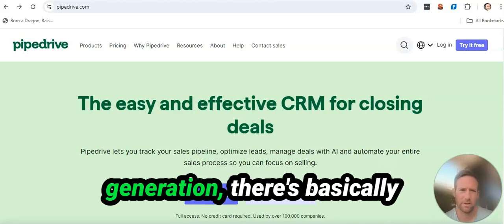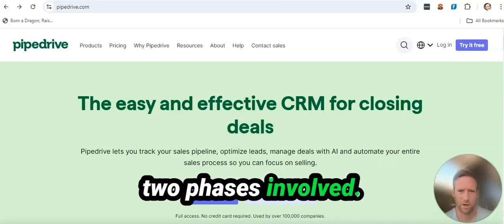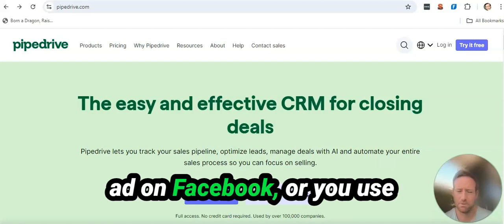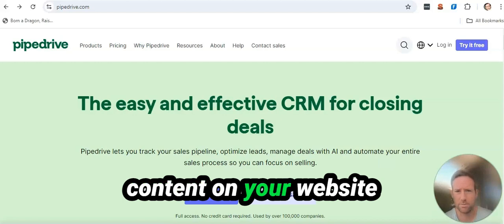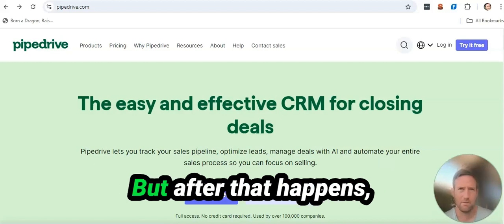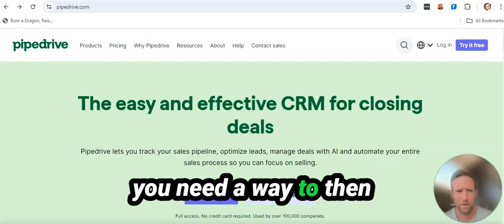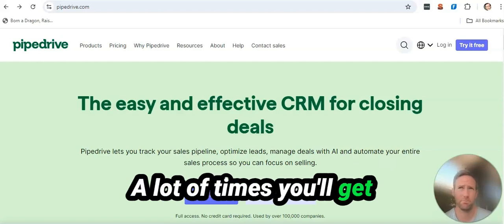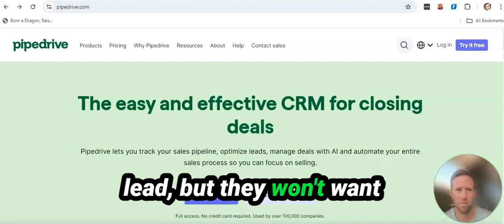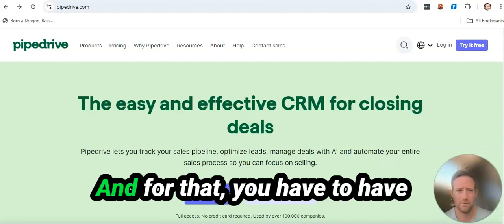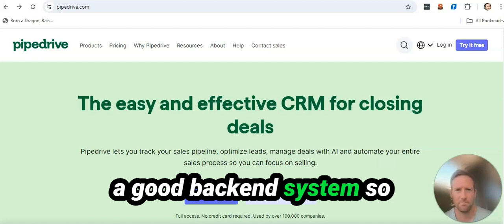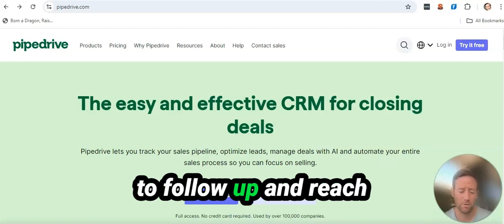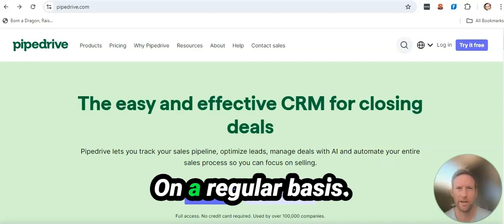So when it comes to lead generation, there's basically two phases involved. There's the attraction phase, where you put out a paid ad on Facebook or you use content on your website to attract inbound leads. But after that happens, you need a way to then store their information and follow up with them. A lot of times you'll get semi-interest from the lead, but they won't want to buy from you today. And for that, you have to have a good backend system so that you can subsequently reach out to them. You need to continue to follow up and reach out to your leads on a regular basis.